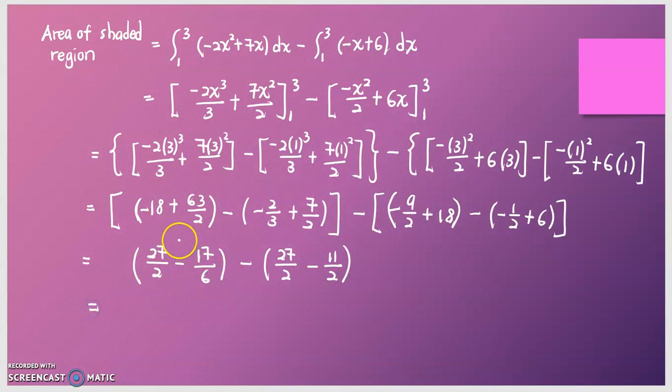So by simplifying this part, 27 over 2 minus 17 over 6, we have here 32 over 3, minus 27 over 2 minus 11 over 2. So here we get 8. Finally, the answer will be 32 over 3 minus 8. The answer is 8 over 3 unit squared. So here is the area.